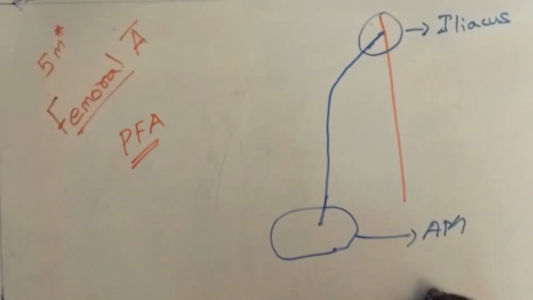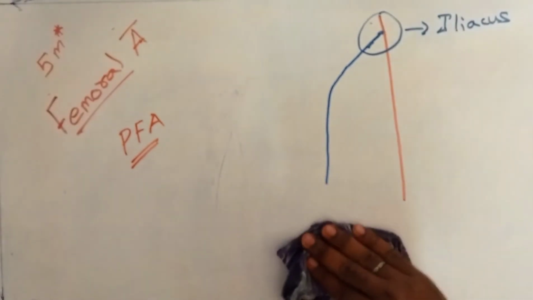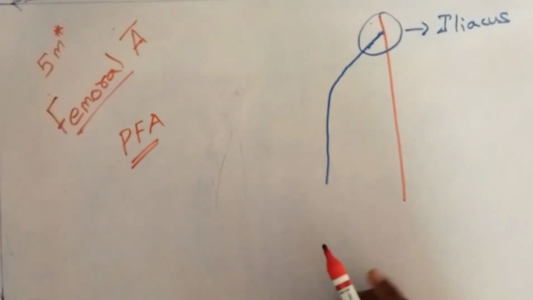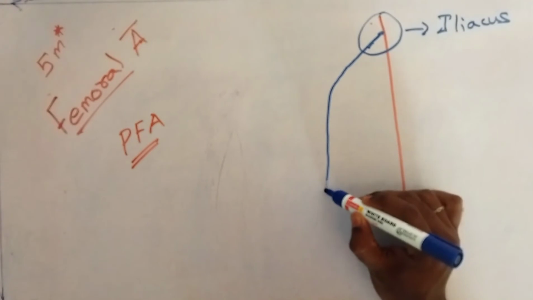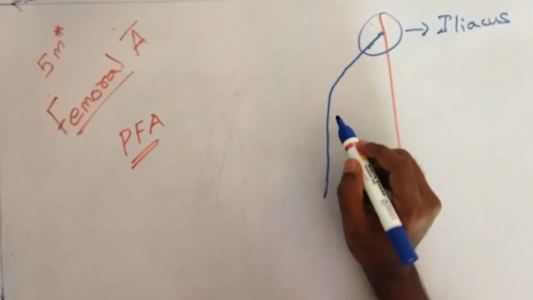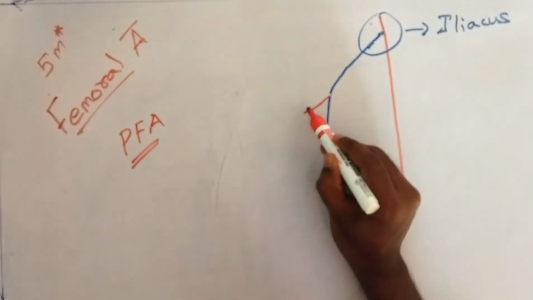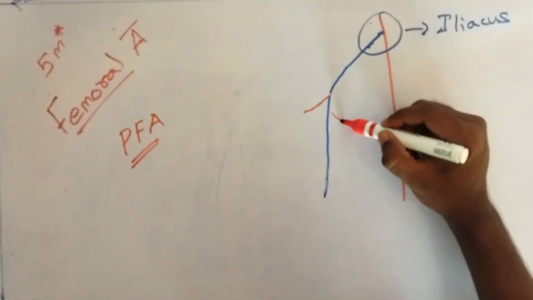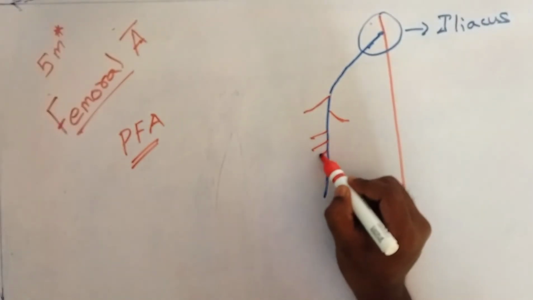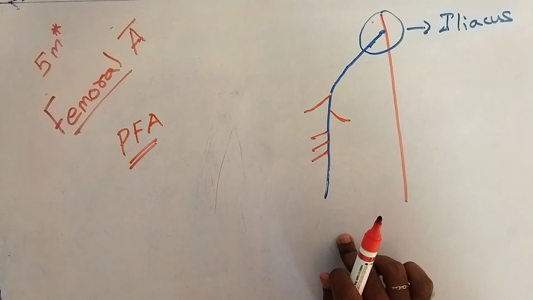And again, this profunda femoris artery, the branch of the femoral artery, divides into 6 branches. One is the lateral circumflex femoral artery, here on the lateral side. Next is the medial circumflex femoral artery. And the next 3 are perforating arteries.